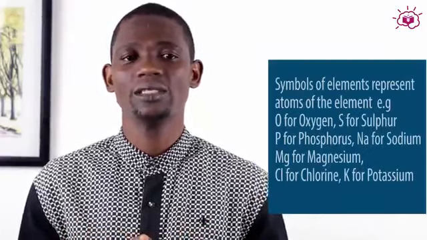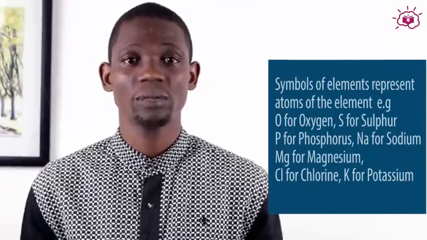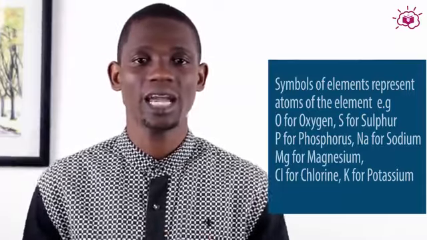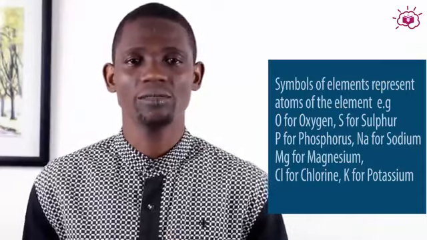Symbols, formulas and equation. Symbol of an element represents the atom of an element. For example, the chemical symbol for the element oxygen is O. The chemical symbol for sulfur is S. The chemical symbol for phosphorus is capital letter P. Whereas for some other elements like sodium is Na, magnesium is Mg, chlorine is Cl, potassium is K. So all over 107 elements all have a specific and unique symbol.